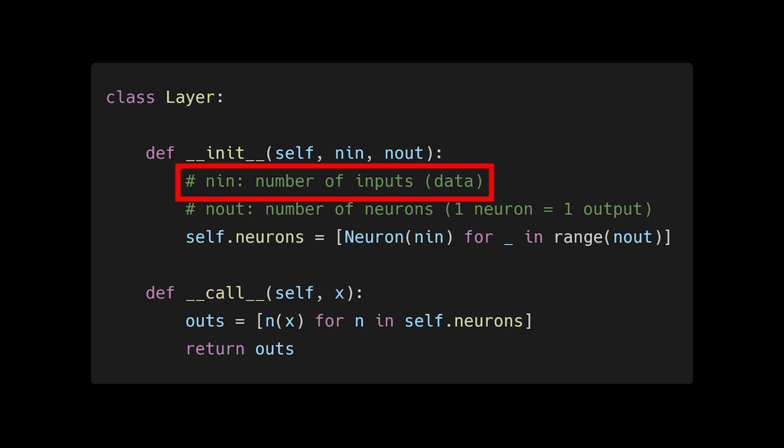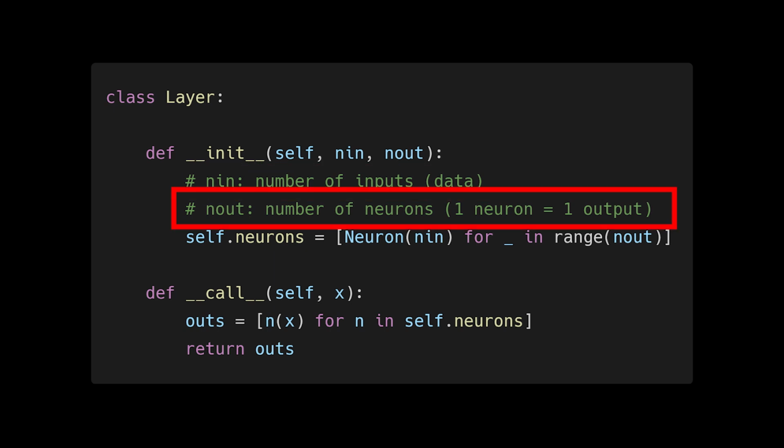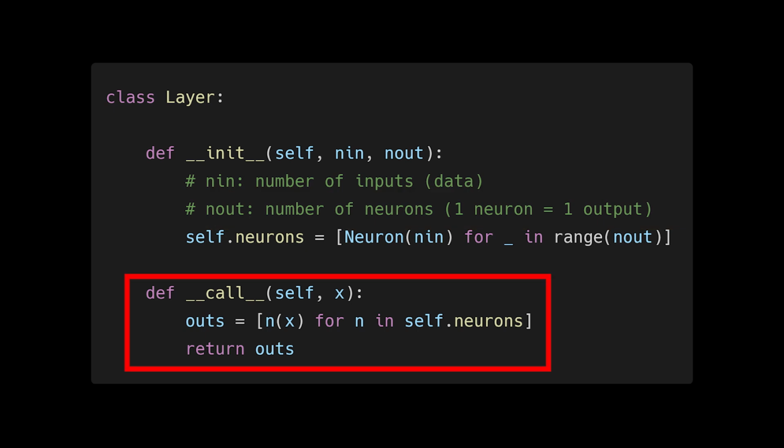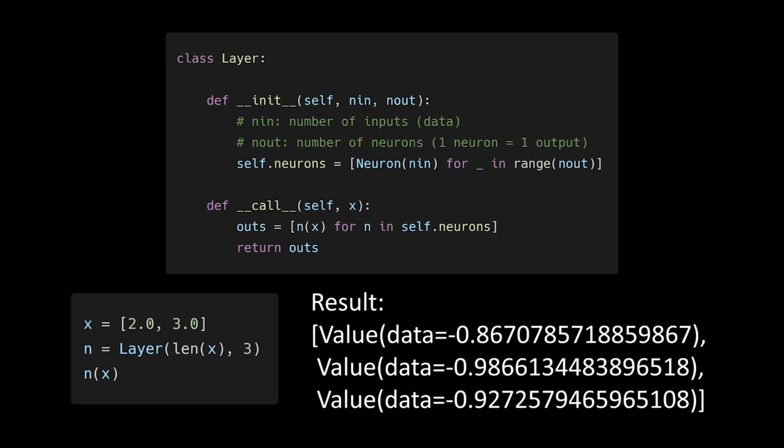The init takes the number of inputs and number of neurons you want to have in a layer. Those initialized neurons are independent of each other. Then the call method is independently evaluating them. Now we can forward pass through a layer of neurons.